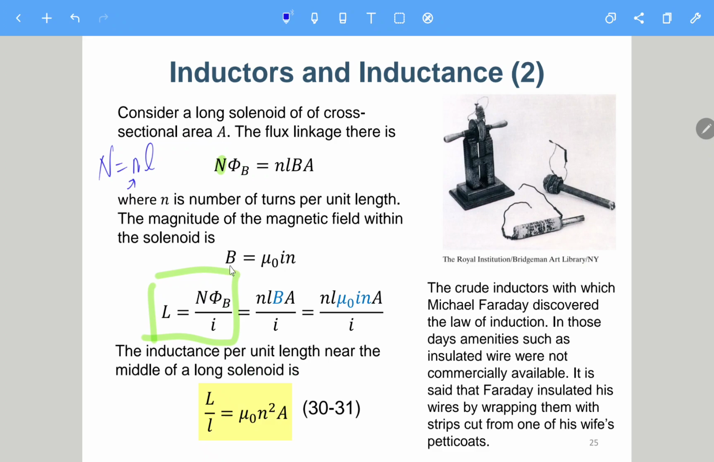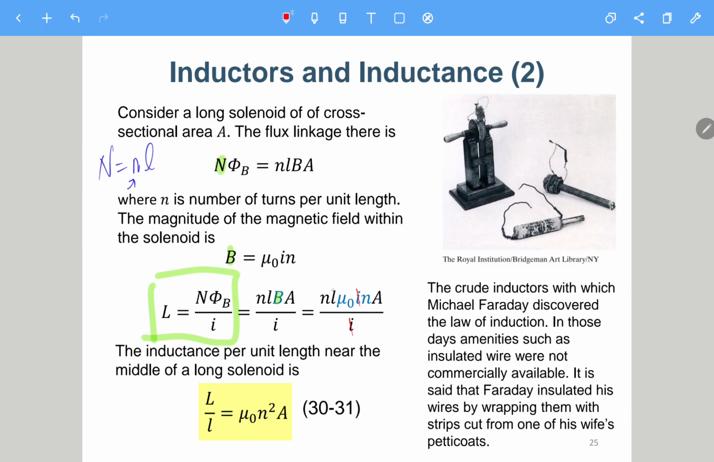Okay, so in this case, we can just plug in B equals mu 0 n I. Here, we plug this B into here. So here we have mu 0 n I, and in that case, I and I can be cancelled. So altogether we have mu 0, and then we have n squared times l A.